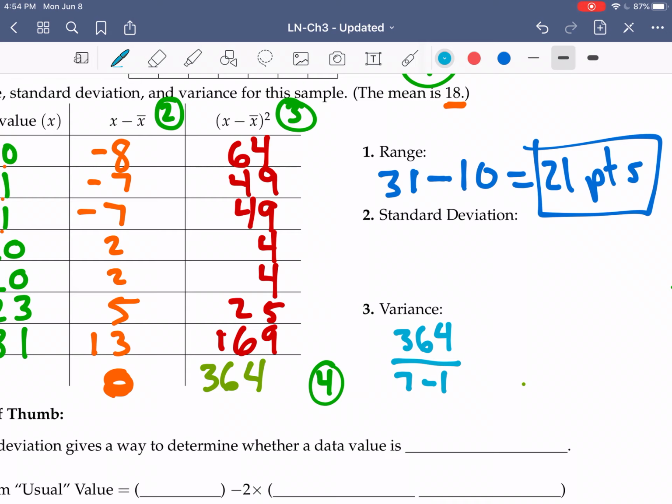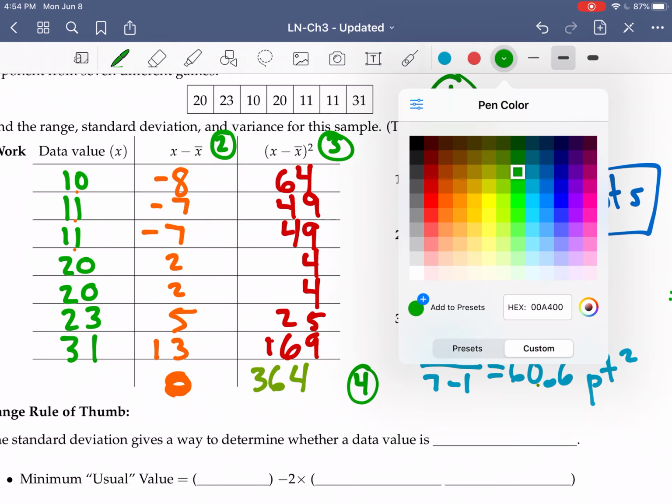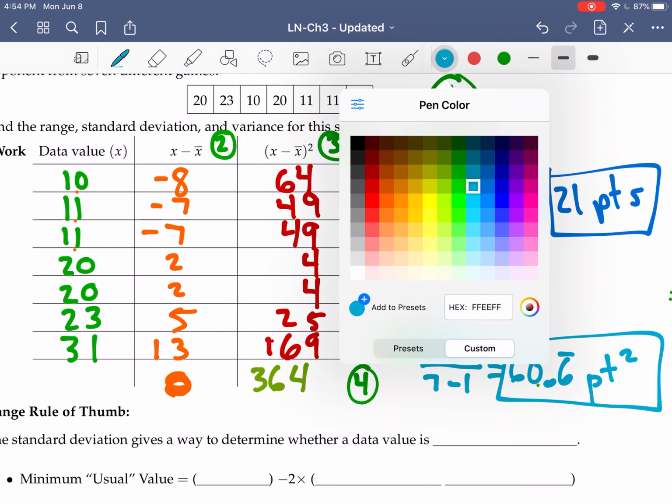That gives us something like 60.6 repeating. That is the variance. The units on that would be square points. That is like the 5th step in this process of finding the standard deviation. But 60.6 repeating is the variance.